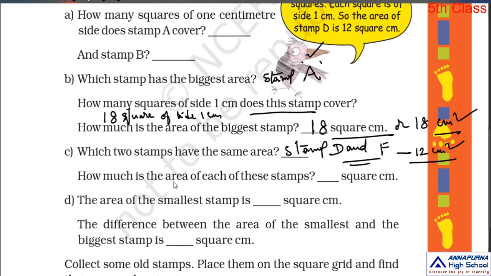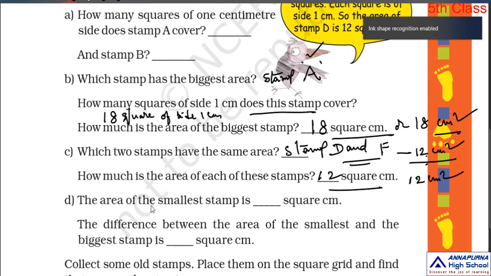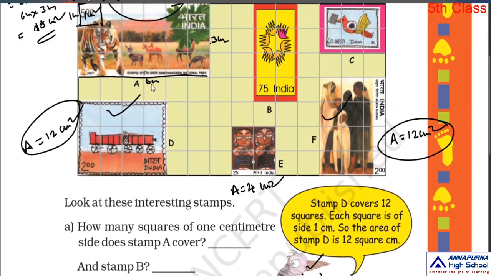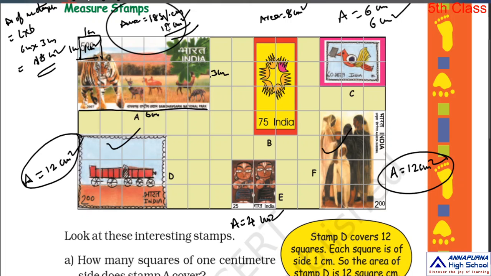And how much is the area of each of these stamps? So here he has given the same question. So you can write here 12 square centimeters, or write the same thing, 12 centimeters square. Did you understand? Now, D1 is, the area of the smallest stamp is dash square centimeters. You observe it. Which stamp has the smallest area? Out of these numbers 18, 8, 6, 12, 4 and 12, which one is the smallest number?